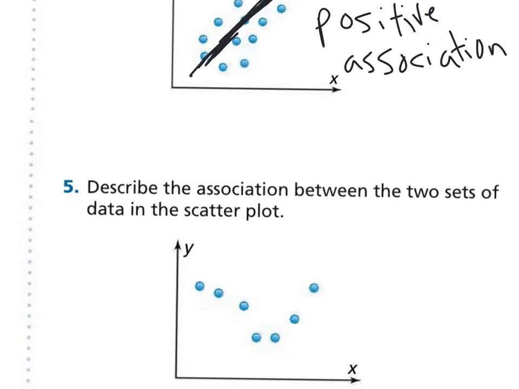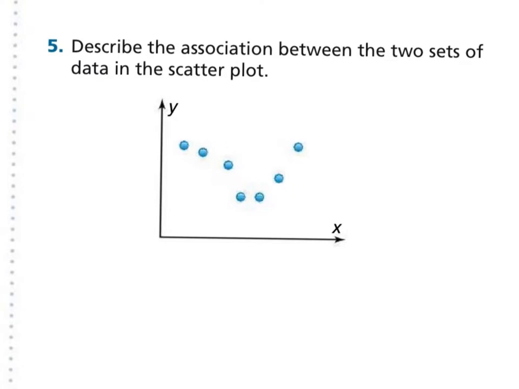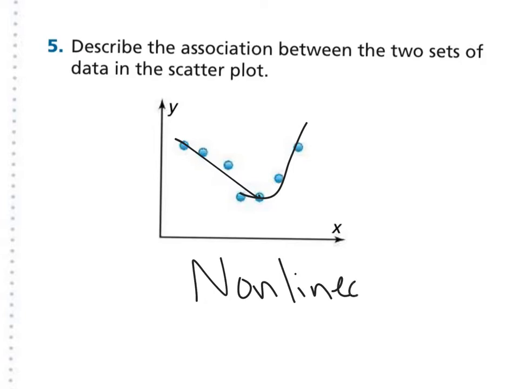If we look at number 5, this one is not a straight line. We could try to draw something that goes along these points, but it's going to be kind of all over the place. It's going down and then it's going up, so that would be nonlinear. And again, if it's nonlinear, we're not going to worry about calling it weak or strong. We'll just say nonlinear. And I guess technically we could say no association as well.